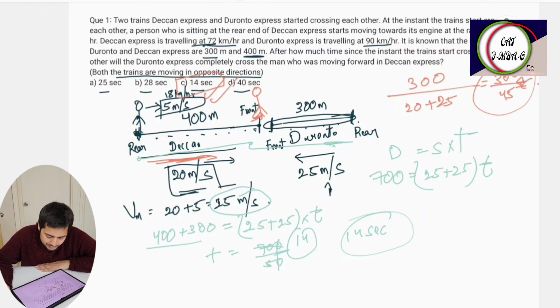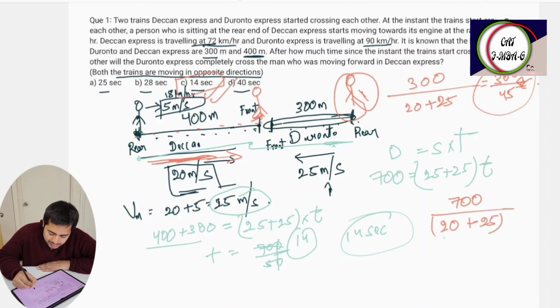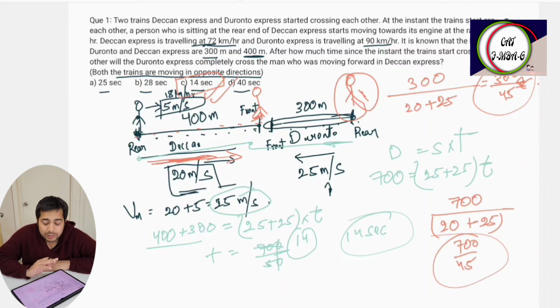Okay, let us say the man is here, and we have to calculate the time when Deccan crosses us and the man is not moving at all. So the distance would be 400 plus 300, 700, divided by Deccan 20 plus 25, since the man has no velocity. So 700 by 45. This would have been the case. Got it? How we solved it.